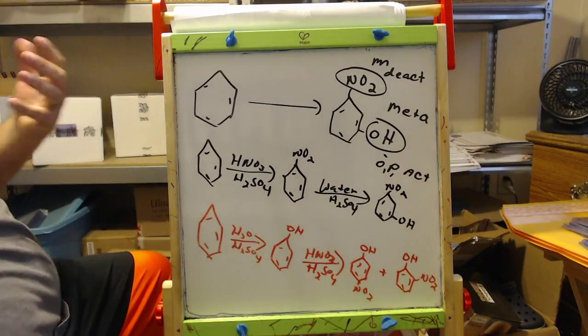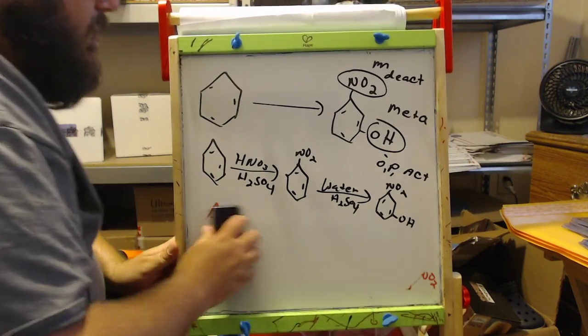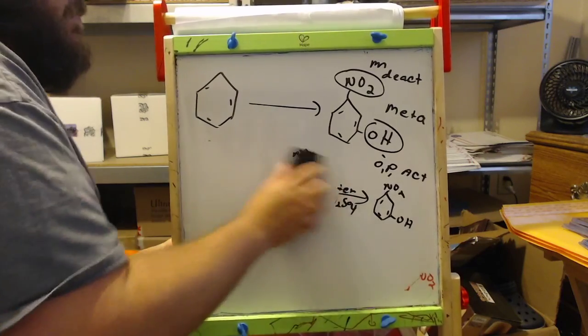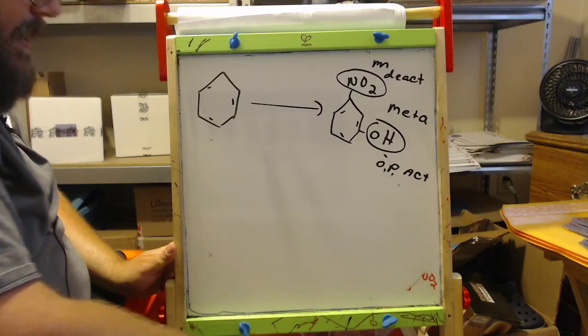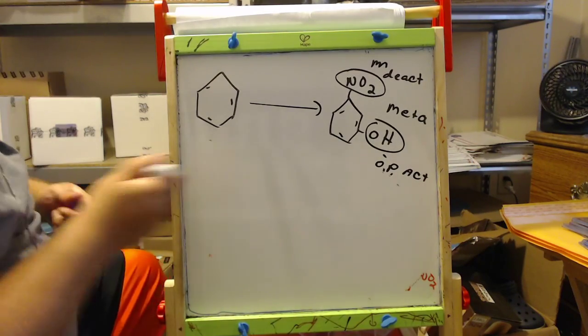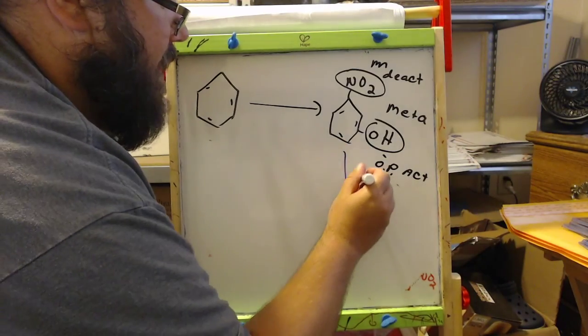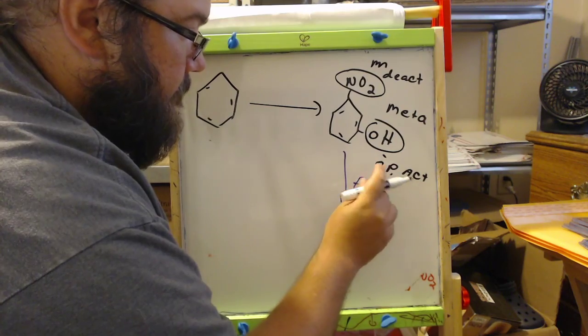So you have to sit there and figure out, well, what am I going to add first? What am I going to add second? What am I going to add third? And is it even possible to make said product? Now, what happens then if after I do this, I want to add, let's say, a third electrophile? Okay.